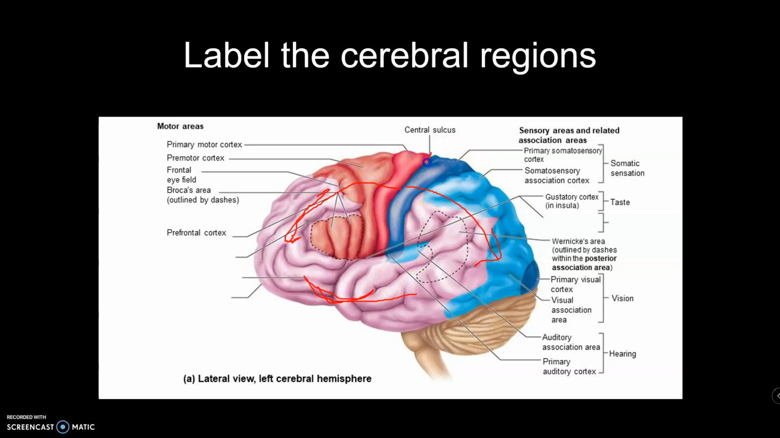The central sulcus is the dividing line between the motor stuff towards the front and the sensory stuff towards the back. Let's see. This little area that's in dashes right here is one thing. Ordinarily, whatever you have on the right side of the brain, you're going to have repeated on the left side of your brain. This is one area that doesn't follow that rule. This is called Broca's area.